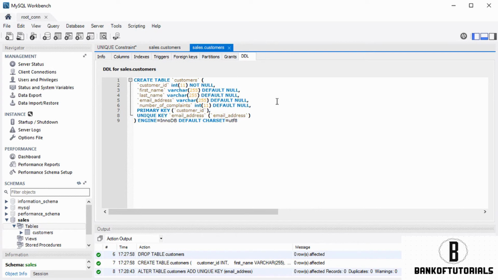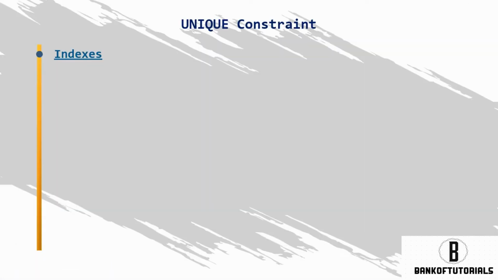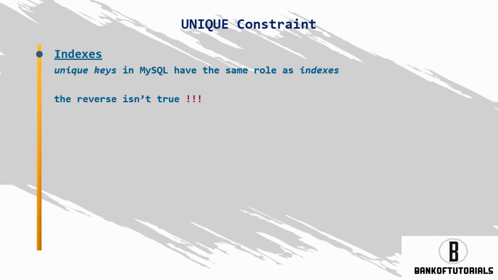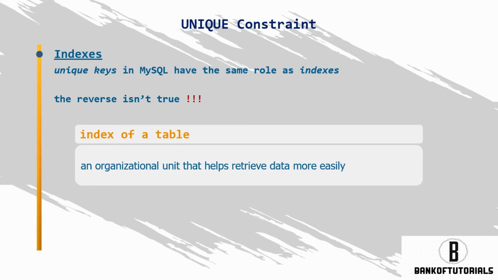Here's the right moment to introduce indexes. We've left the detailed presentation of this topic for much later in the course. The reason we approach it now is because unique keys in MySQL have the same role as indexes. However, remember that the reverse isn't true. Think of an index of a table as an organizational unit that helps retrieve data more easily. This also means that records in a table can be accessed more quickly.